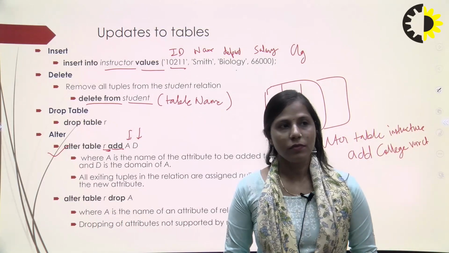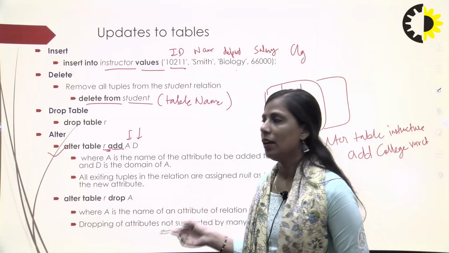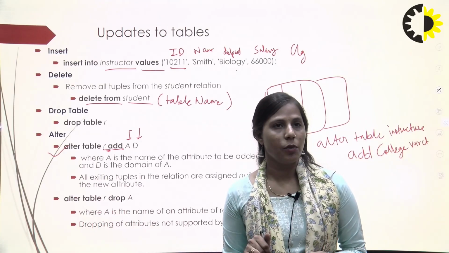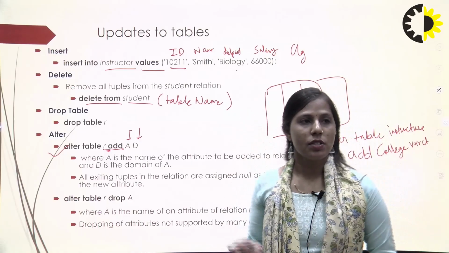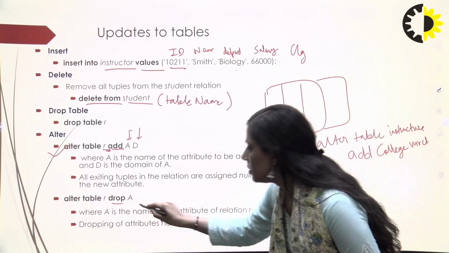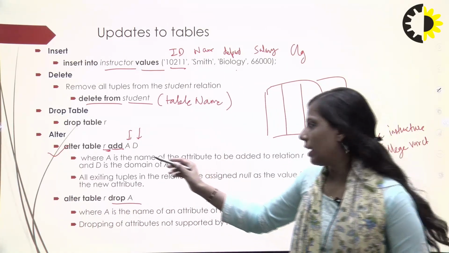Now talking about alter table in which I have to drop an attribute, in which I have to drop one whole column, then I can use the drop command, similarly to the add part.